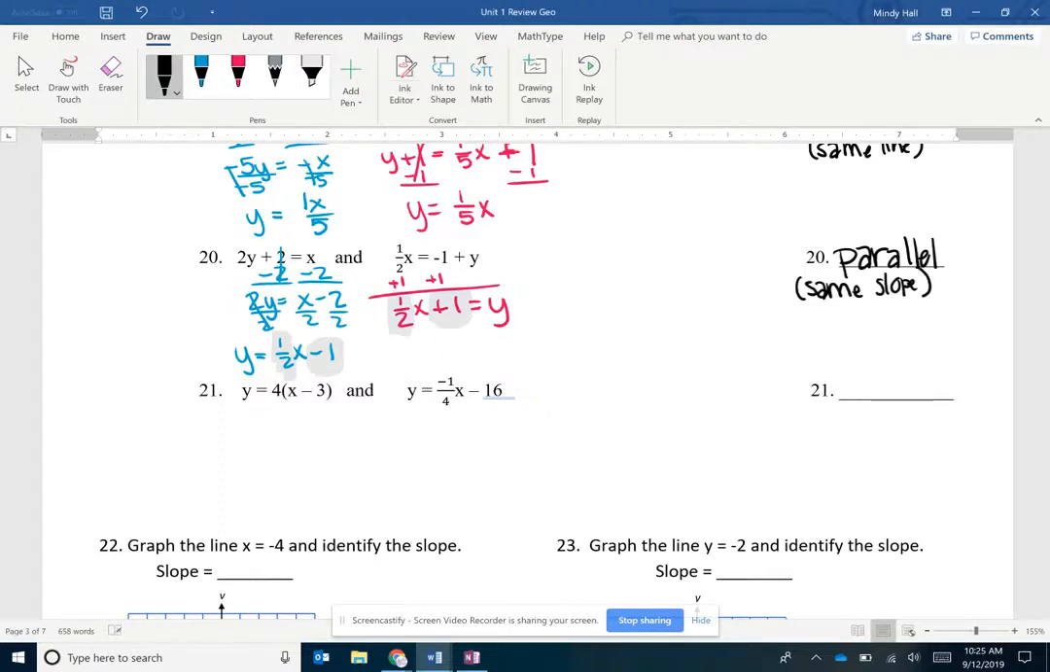Okay? So then, last but not least, 4 times x minus 3, you distribute. So that becomes y equals 4x minus 12. And then the other equation's already in slope-intercept form. So looking at this, I don't care about the y-intercepts, but I do notice that my slopes are opposite signs and they're flipped. So because it's opposite reciprocals, this is perpendicular.